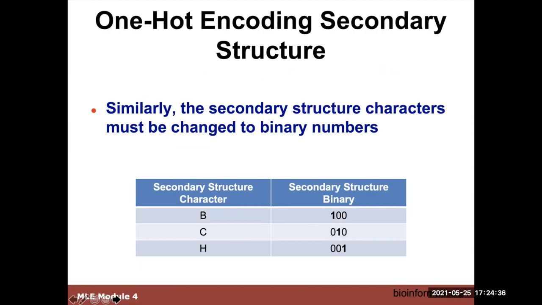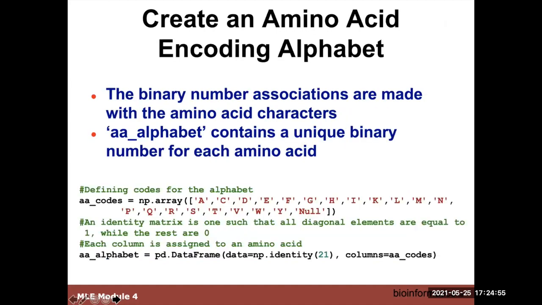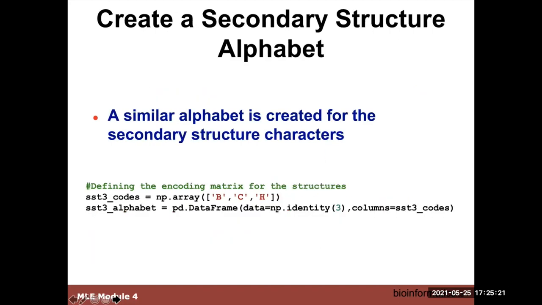We can also one-hot encode secondary structure. We're setting B to be 100, C to be 010, H to be 001. Same sort of thing that we did with Setosa, Virginica, and whatever the other one, Versicolor. We have to convert our amino acids into a binary number for each amino acid, and this is the encoding. So we've got these 21 letters for the 21 amino acids, the standard 20 plus the null amino acid. The secondary structures are also converted: B, C, and H become 001, 010, 100.